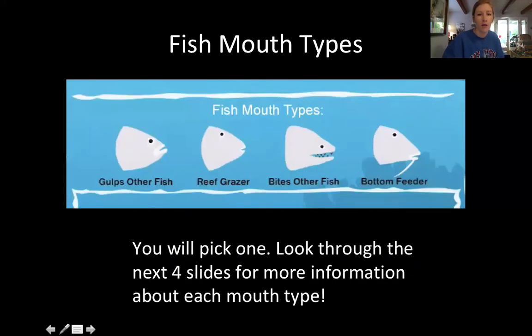Okay, so I had chosen the bites other fish, the one with the teeth, to go with my rocket body, since that's good at catching other fish. The rocket body is usually a predator in the open water. So if you chose pancake body or noodle body, you might want to pick something else. Or you can do the same as me.